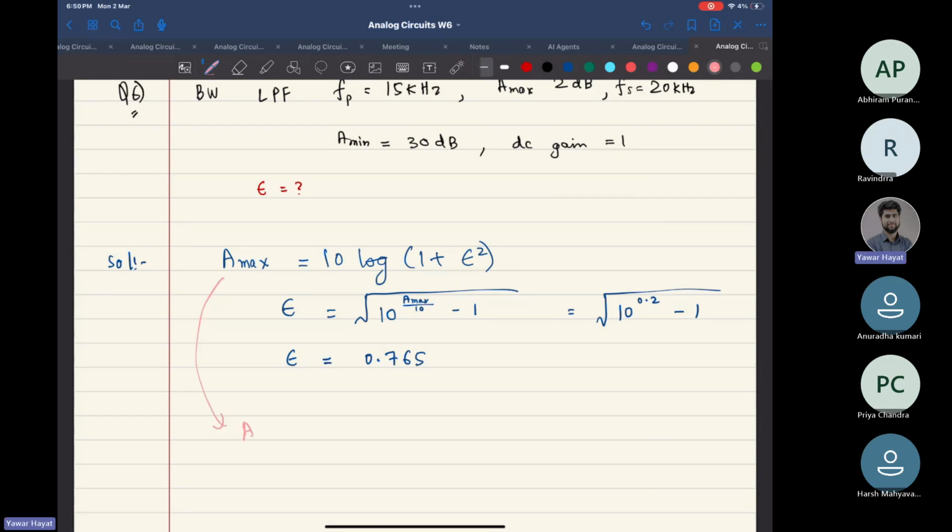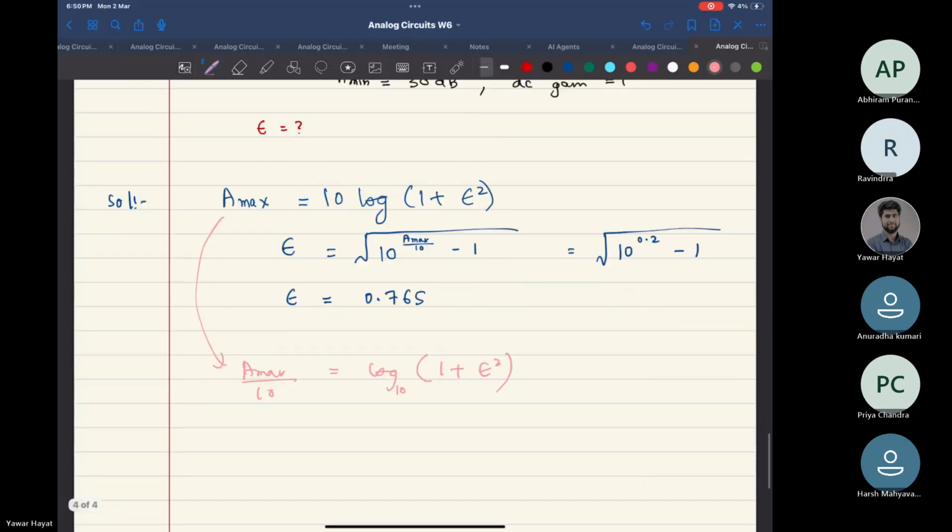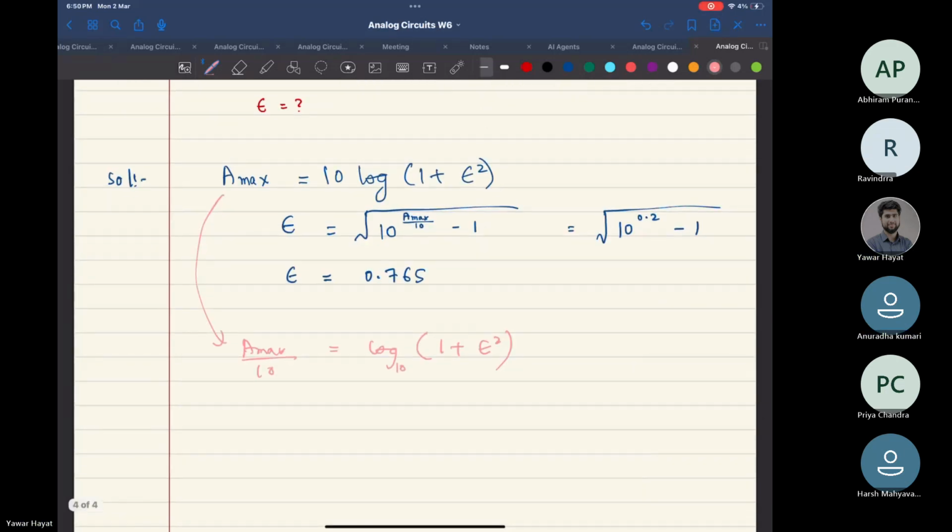Can I write A max over 10 is log of 1 plus epsilon square? Can I? Base is 10, right? Now, I'll do this. 10 to the power A max by 10 is 10 to the power log base 10 of 1 plus epsilon square. Is this fine? Right. So then I can do one more thing. Let me keep this 10 to the power A max by 10.